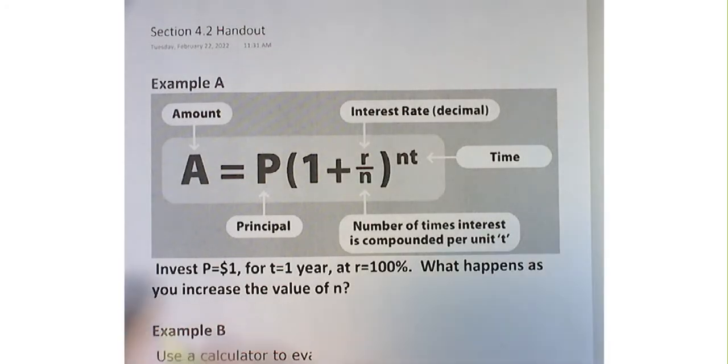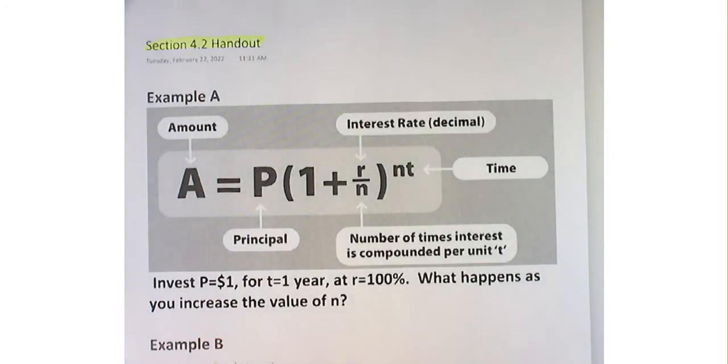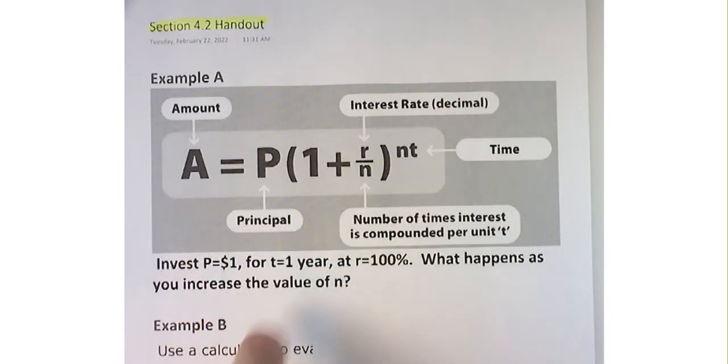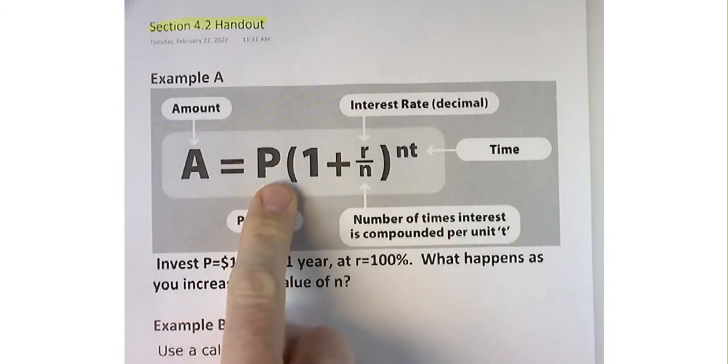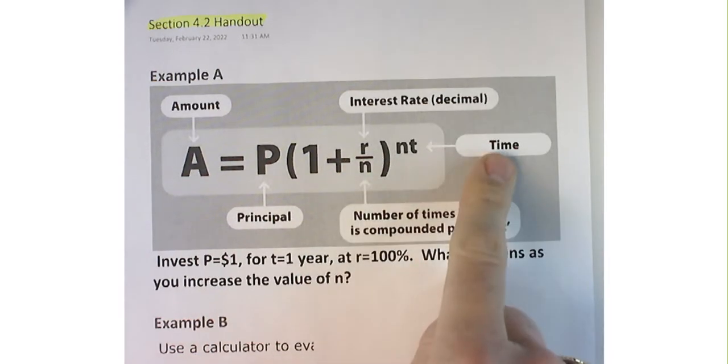So in section 4.2, we're going to go over a particular exponential function. And I'm going to kind of hint at where this came about by looking back at this old formula for compound interest. Hopefully you remember this one. P is principal, R is your interest rate as a decimal, N is the number of times a year that interest is compounded, and T is time.